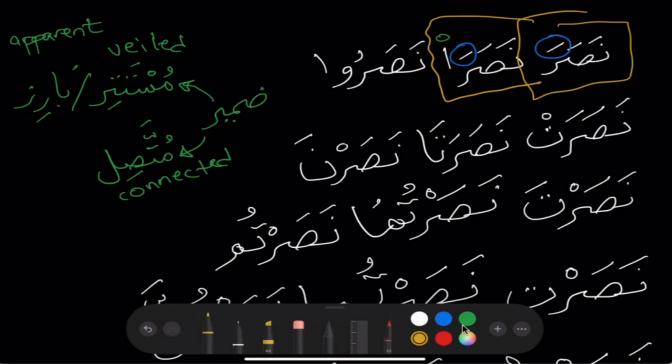Nasaru, they supported. So, what do we say here? Nasaru, فعل ماضي مبني على فتح مقدر, past tense verb built with an estimated فتح. منع من ظهوره, what prevents that فتح from appearing is اشتغال المحل بالحركة المناسبة, the spot being occupied by a more appropriate vowel, because we want to attach the wow, and it's more appropriate for this wow to come along with its dhamma.